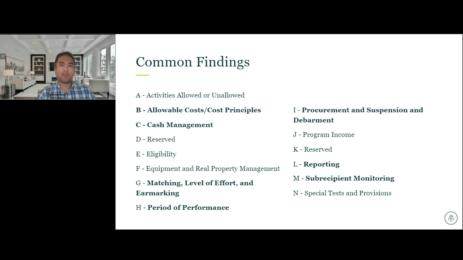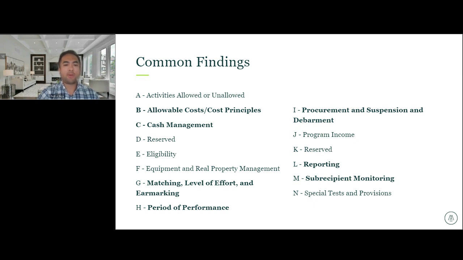The most common finding that we see in this area is the time between cash drawdown and when the funds are dispersed. There are specific requirements of how much time they can hold on to the money. The most common finding is just the organization not dispersing the funds in time. Another common finding is the interest income calculation. Organizations are required to calculate interest earned on federal funds. Some organizations don't have the proper controls in place, so that's another finding that we'll typically see for cash management.